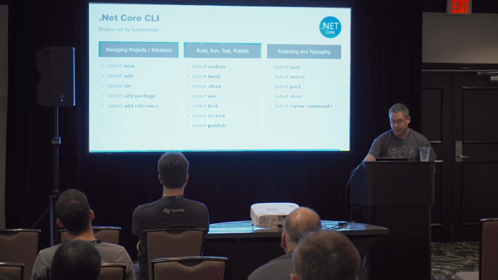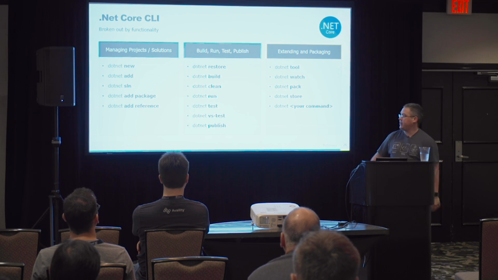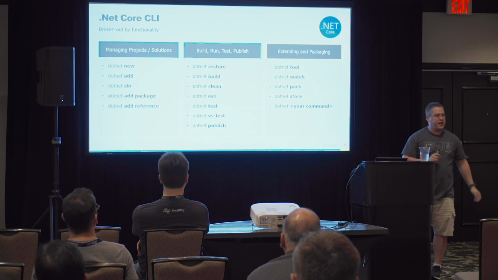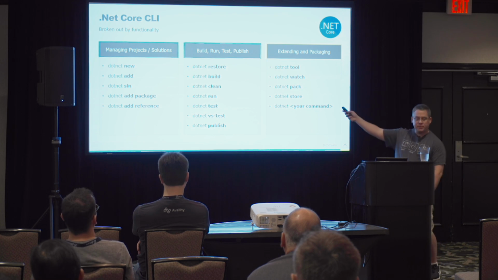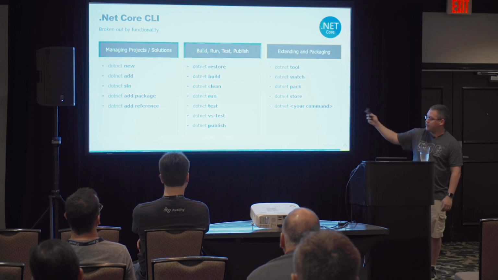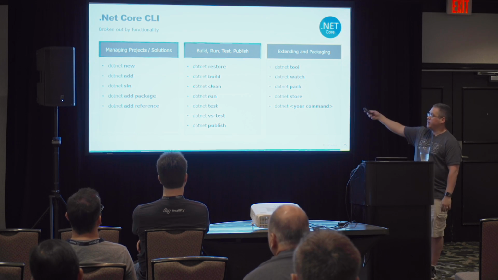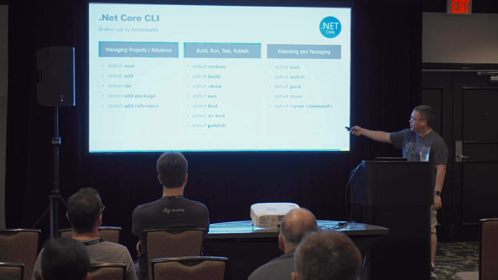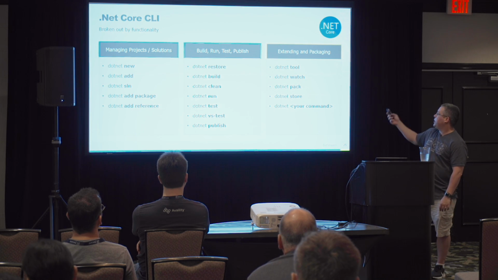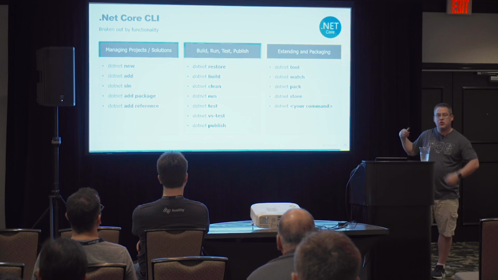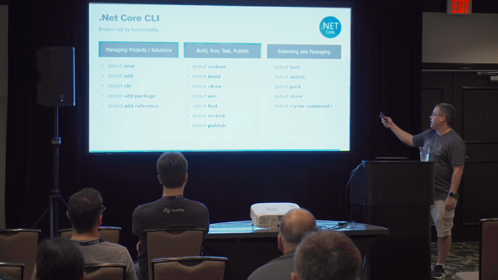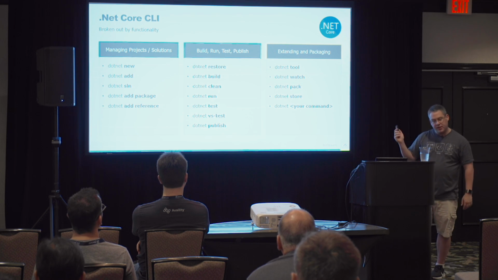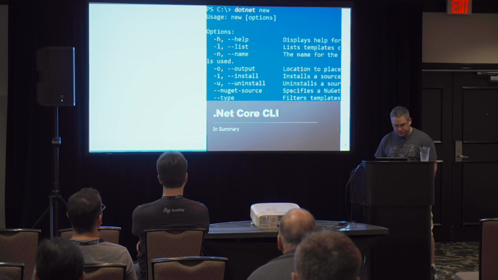So past that. Okay, so just to wrap this up, here are the three major components of the .NET Core CLI. We have managing projects and solutions. We ran through new, add, solution, all that kind of fun stuff. We can build, test, run, and publish them with all those groups of commands. And then we can extend and package things and do our own tooling with .NET Core CLI using things like this. And again, you can add your own things, which I think is pretty cool.